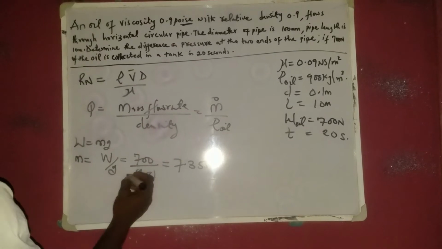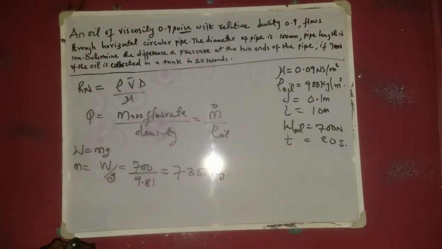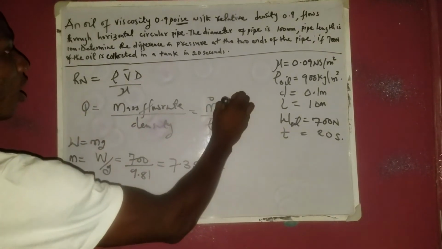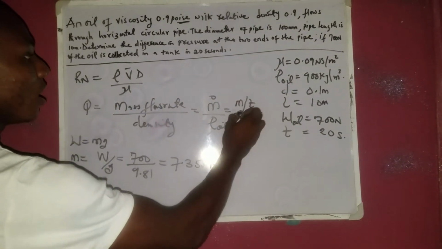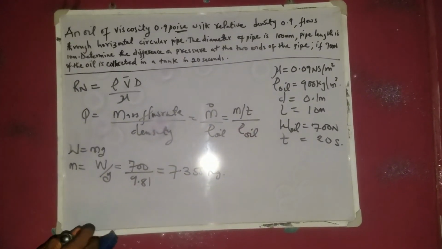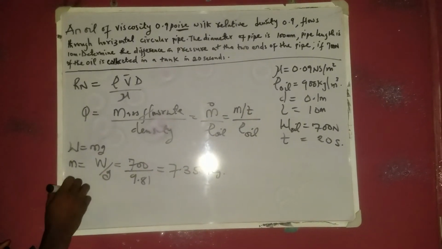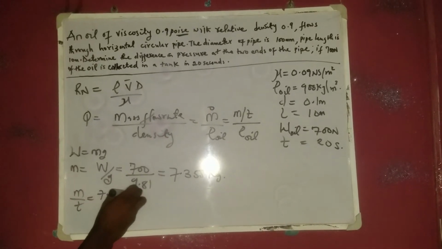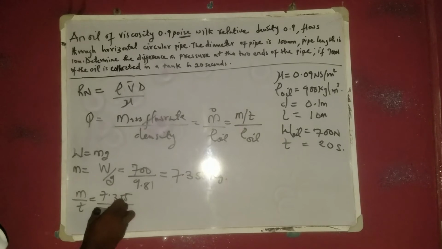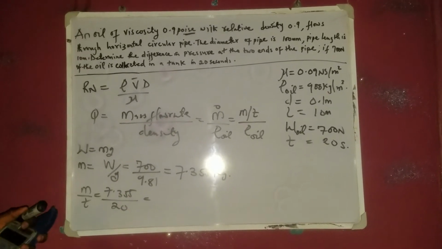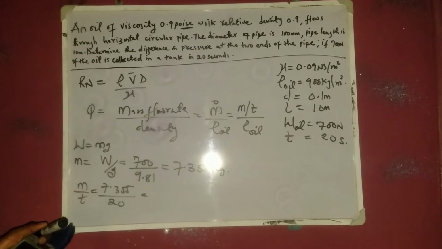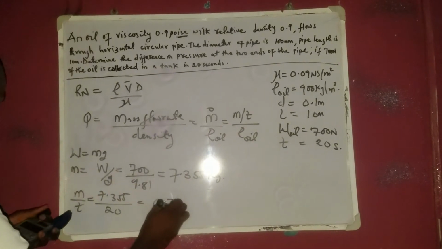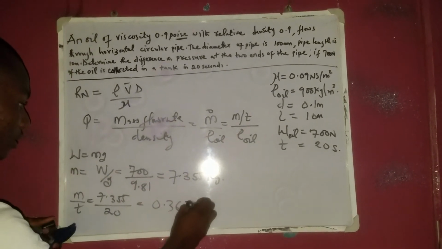Right, so this absolutely should be in what? Kilogram. So that our mass flow rate, which is mass over time, will be given by 7.355 all over what? 20. T is 20. So we get 7.355 divided by 20. So we've got 0.36775.